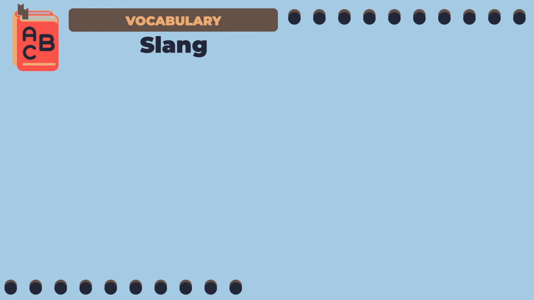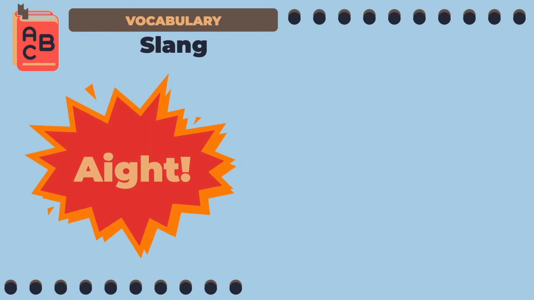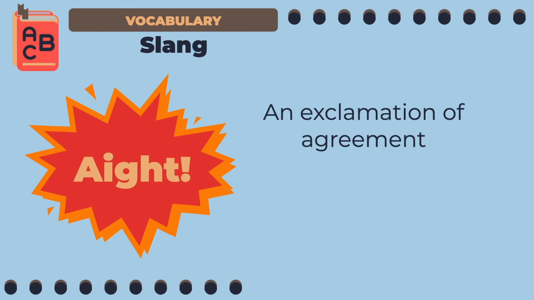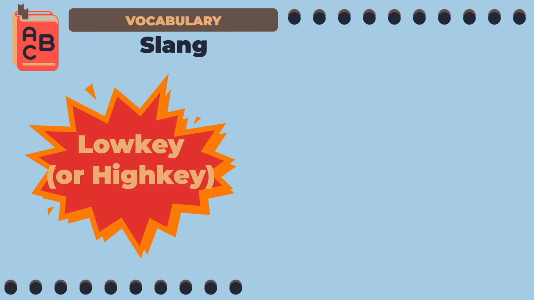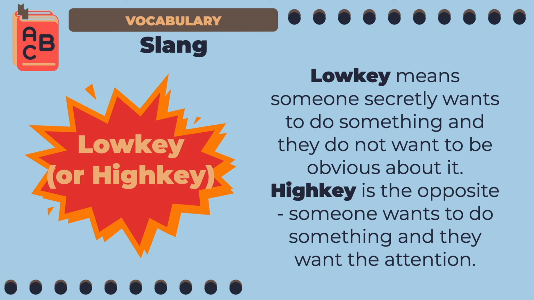Here are some examples of slang. Aight. This slang word means an exclamation of agreement and is from the word all right. Low-key or its opposite, high-key. Low-key means someone secretly wants to do something and they do not want to be obvious about it. High-key is the opposite. Someone wants to do something and they want the attention.